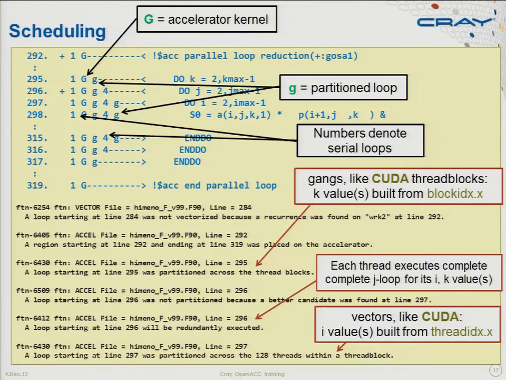Then, here, this has become an accelerator kernel. How do we know that? Because a big G has appeared here, going all the way down there. That's told us it's generated an accelerator kernel. That's a good thing.